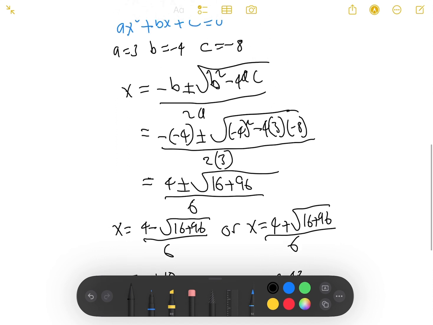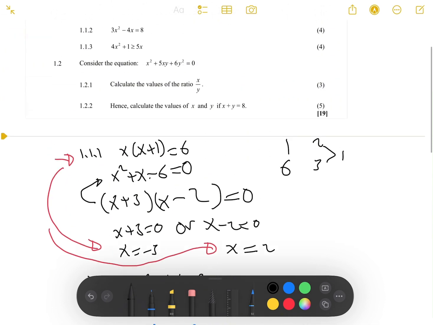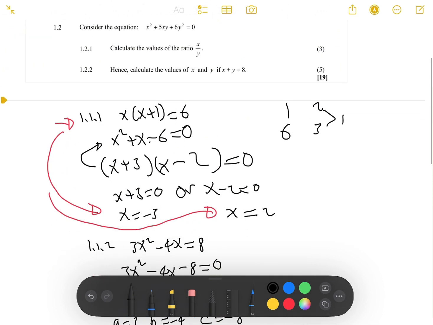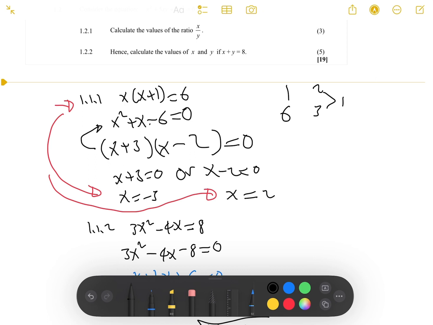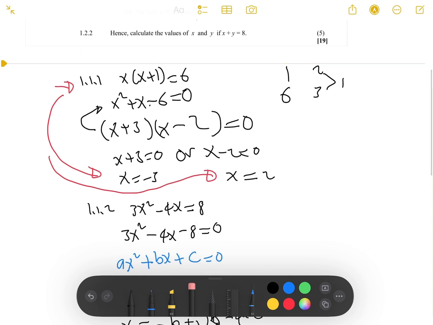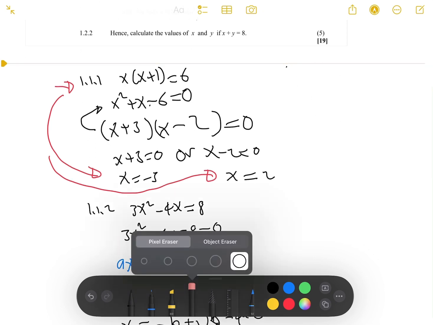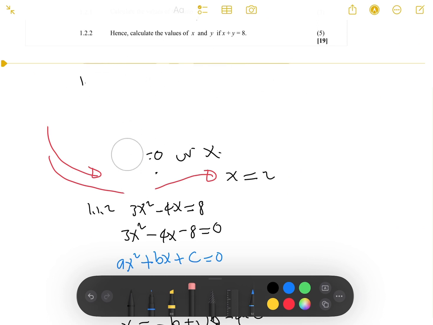Let me just erase from the top so we can now move to the next question. Apologies about that. Let me just erase this part.